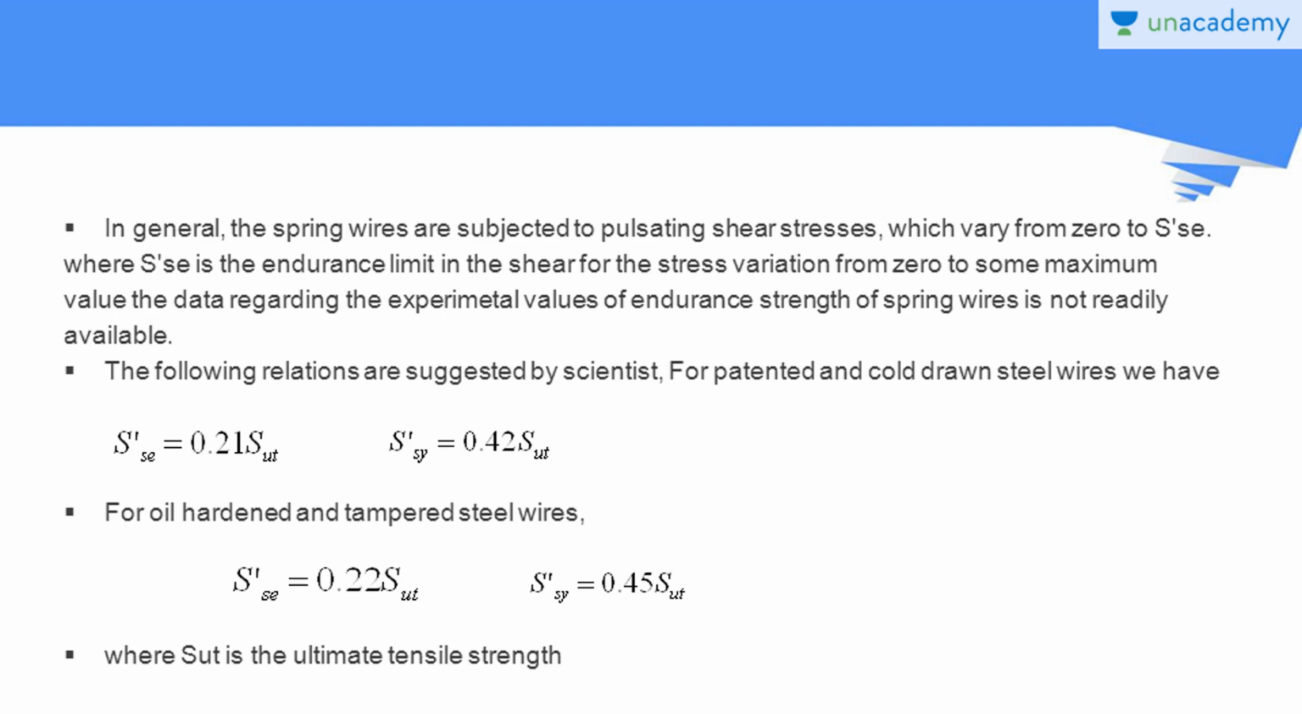So if we have a spring which is made of patented and cold drawn steel wires, we can use these two relations for S'se and S'sy. With the help of these two relations, you can find the relation between S'se and S'sy, which is the shear yield strength of the material. Similarly, if we have a spring which is made of oil hardened and tempered steel wires, we can use the relations S'se equals 0.22 Sut and S'sy equals 0.45 Sut. Here in these relations, Sut is the ultimate strength of the material.